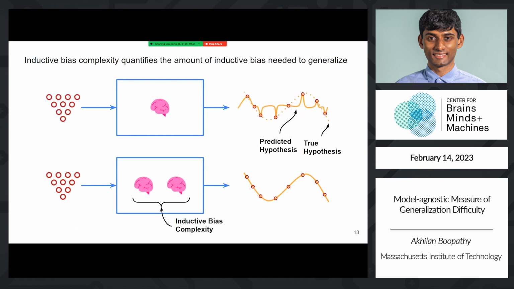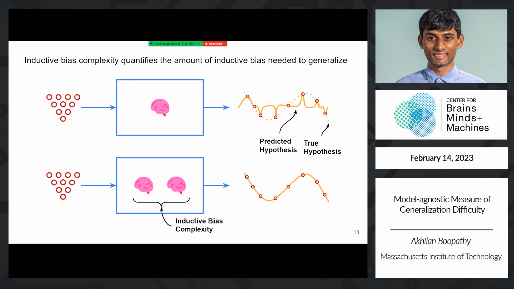Inductive bias complexity is defined basically the same way, but for inductive biases instead of the training data. So now we're imagining that our training data is fixed. We have a fixed number of training points. And now we're varying aspects of the learning process. So in this top row, we're imagining a setting where we don't have many constraints on the model architecture, for example. In this setting, we produce a hypothesis that fits the training points, but doesn't do so in a way that we'd expect to generalize well.